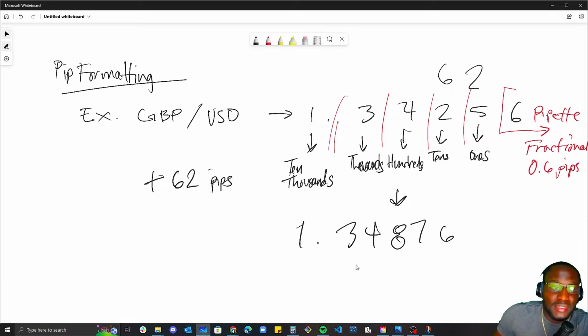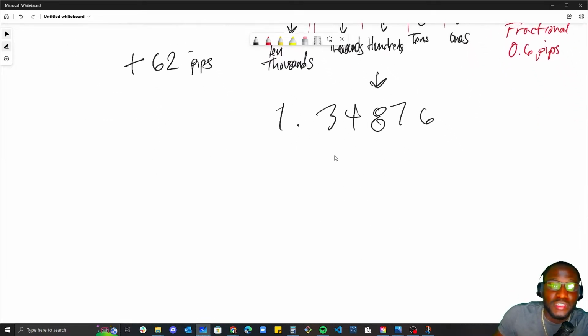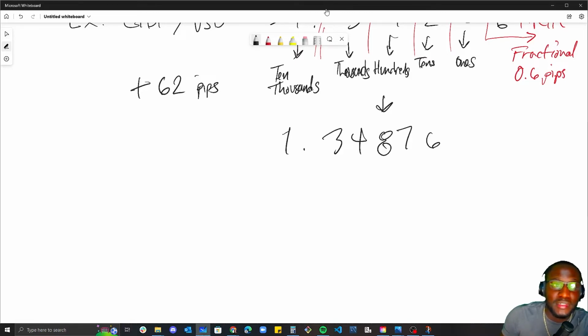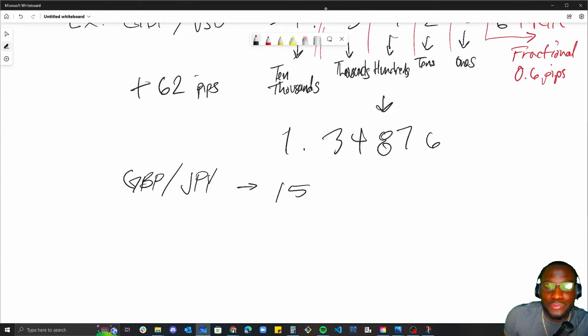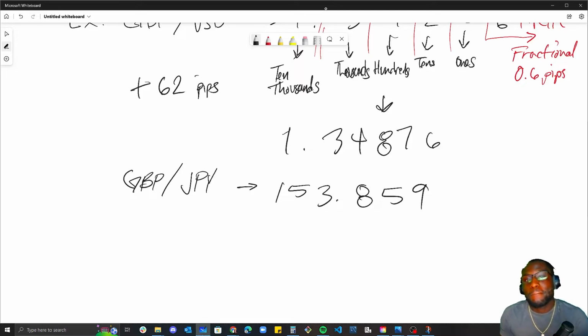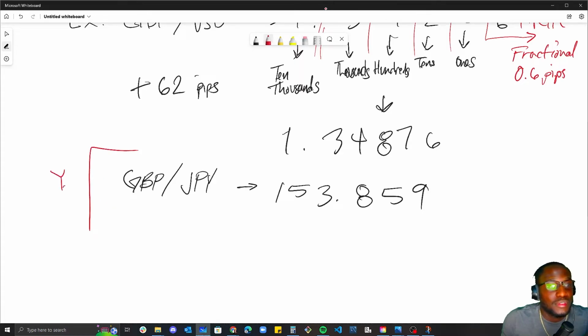So looking at another example, this time is going to be a yen. So we're going to look at, if you can guess, the pound yen. Yeah, the pound yen is a real volatile pair. The moves are real wide. All right, so looking at this exchange rate for a yen.